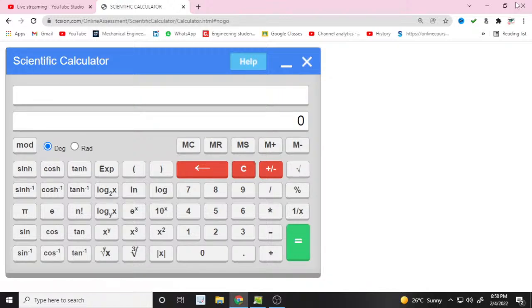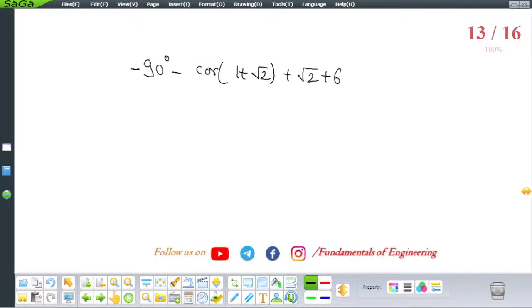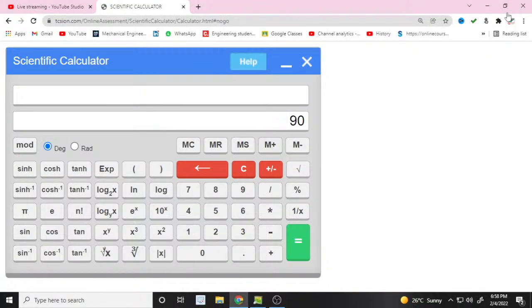Now we have to find out the answer. First is 90 degree, right? You can see here, it is plus 90 degree. So plus 90 degree means we have to add to the memory. Whenever you click M plus or M minus, keep in mind you have to click only once. If you click two times, this 90 will be used two times. So we have to click only one time.